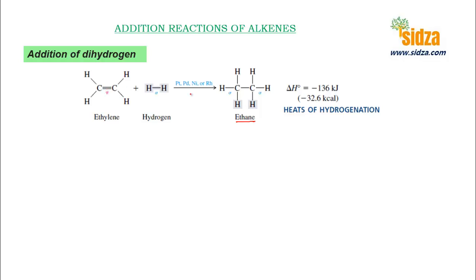So ethene can be converted into ethane when you add a hydrogen molecule here. This is a catalytic hydrogenation, and the heat of hydrogenation here is 136. Negative means this is the heat of hydrogenation. This is the energy that has been released when ethene is converted to ethane.